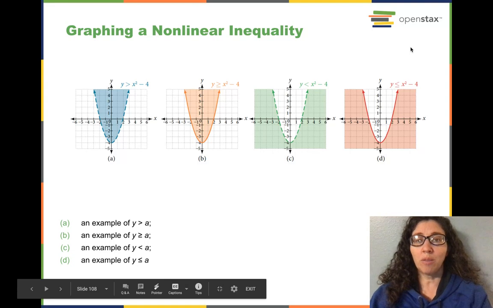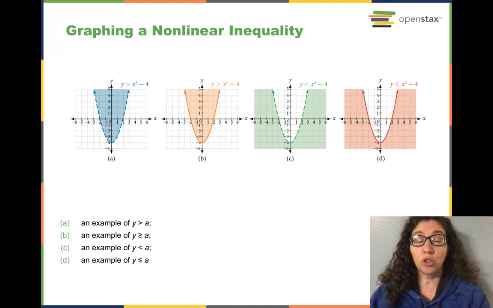All right, so we have been talking about systems, finding solutions to systems of equations. Now we're going to talk about inequalities. Okay, so first, before we have any systems involved, let's just talk about graphing a nonlinear inequality. And honestly, this is the same method you'd use for a linear inequality. Okay, so let's just think about what the options could look like.